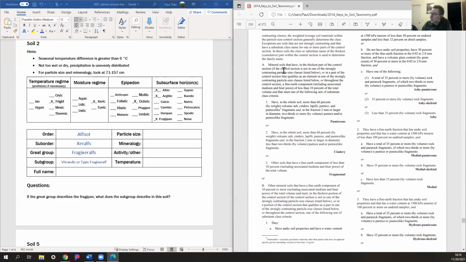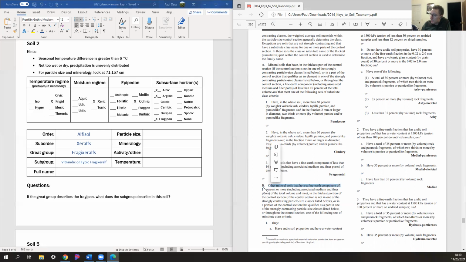Let's see, we can key some of these out. A fine earth, so I'm looking at throughout the control section, if we're substituting a class, less than 10% of the total volume is fine earth component and meets one of these. If there's a lot of volcanic influence and coarse fragments, it could be pumiceous, cindery, or fragmental. That's not what we have, right? We're less than 5% coarse fragments with the rocks.